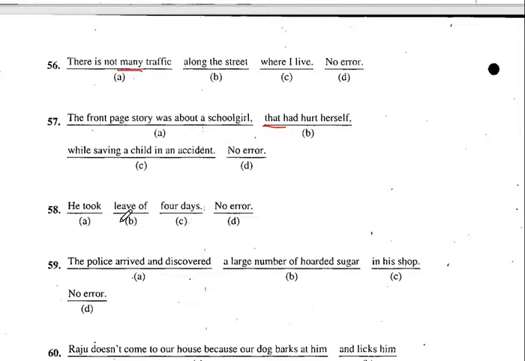He took leave of. So leave for. So preposition you have to look for in case of these kind of examples. Look for the preposition. The police arrived and discovered a large number of hoarded sugar. Sugar is uncountable. It is not number. You can't count that. So it has to be quantity. A large quantity of hoarded sugar.